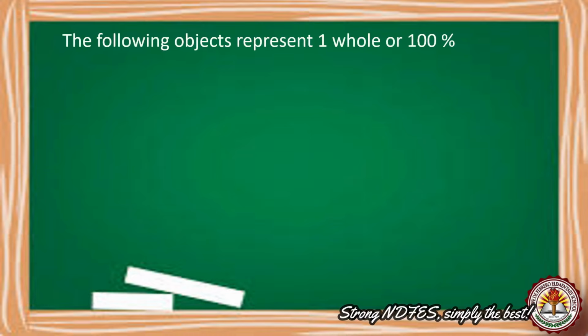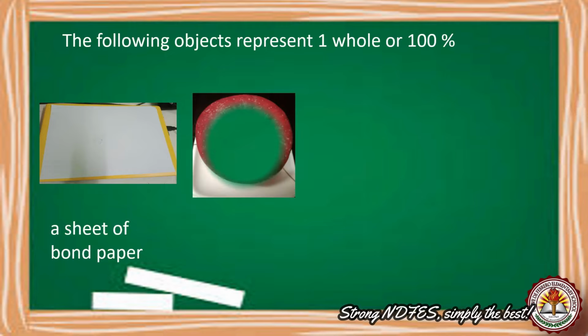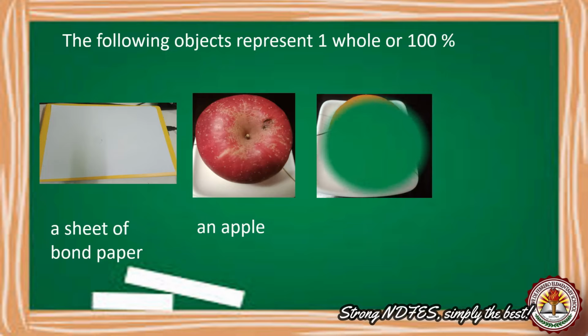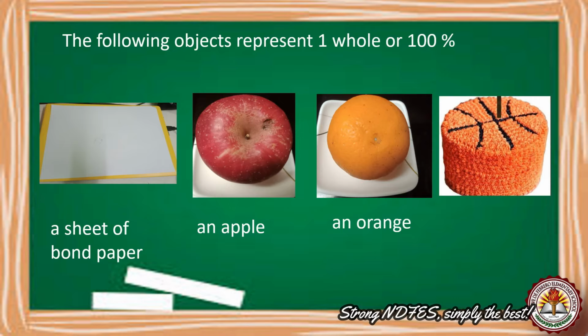The following objects represent 1/2 or 100%. A sheet of bond paper, an apple, an orange, a pig.